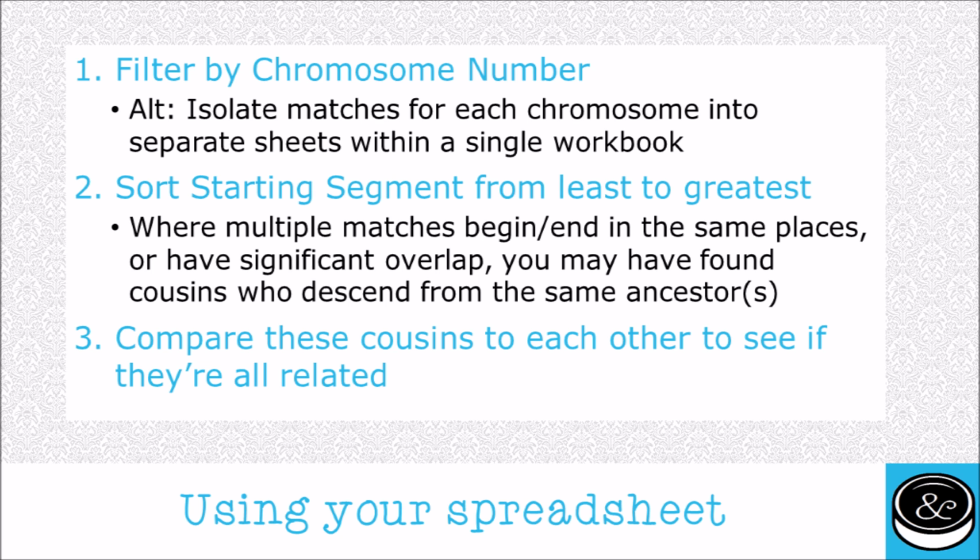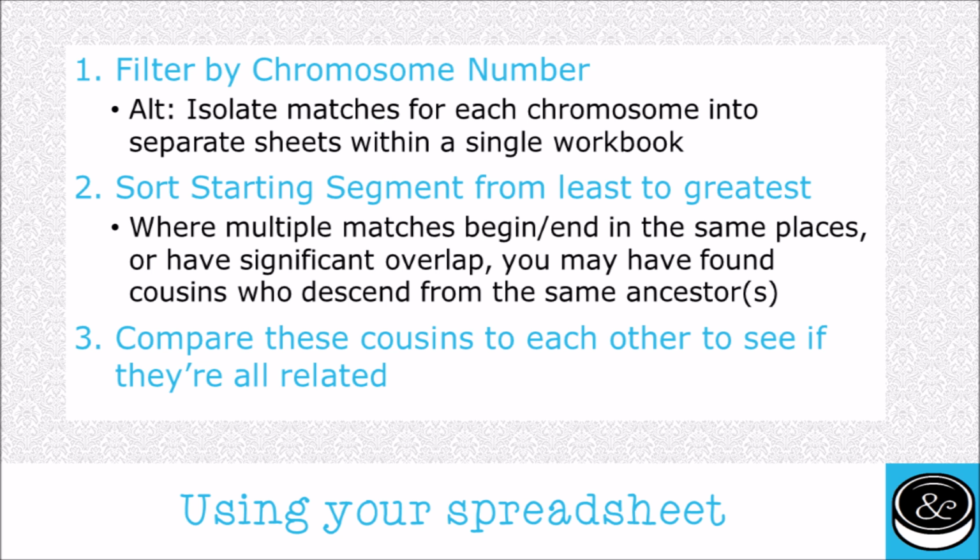If you don't necessarily want to do it that way and you want to have your stuff organized a little bit differently, one option that you have in a spreadsheet software is to create multiple sheets within a workbook and then have each chromosome be identified and organized on each sheet. So there's that option. Okay? Once you've got everything filtered and isolated by chromosome number, regardless of how you do that, you want to sort by the starting segment from least to greatest.